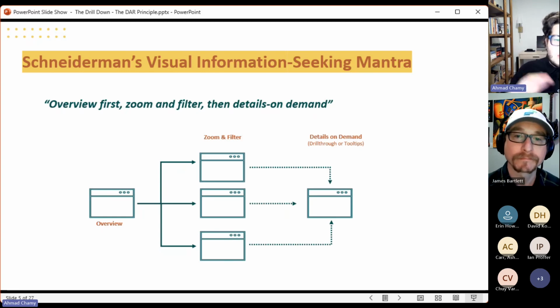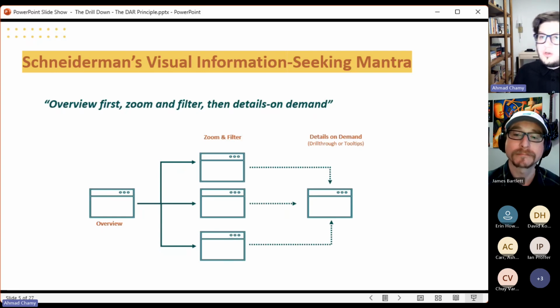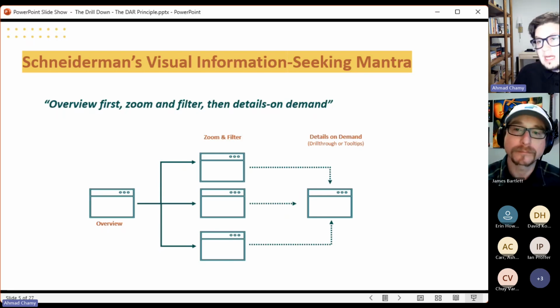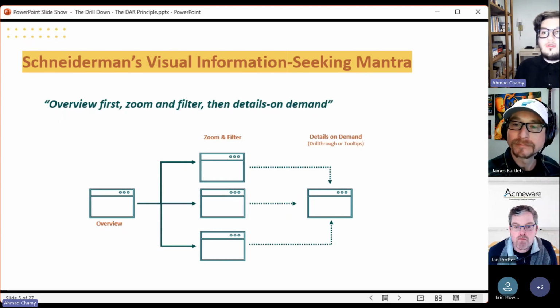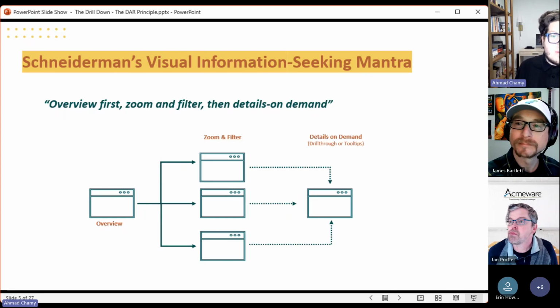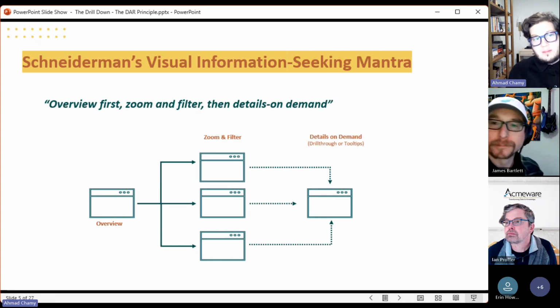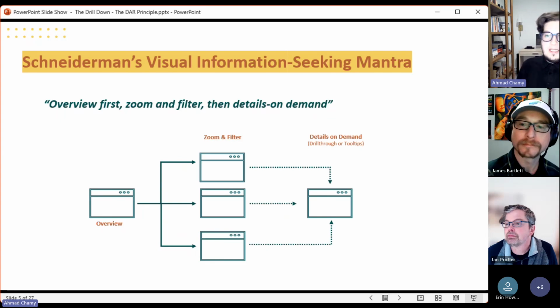You can think of the DAR principle as representing information architecture. When you read up on report design or BI solution design, you might stumble across the term information architecture. It's essentially, how do we lay out information so that it's consumable for the various audiences that we have. It rang a few bells, and I pulled in a couple of concepts that you may be familiar with. One of them is Schneiderman's visual information seeking mantra. The mantra is overview first, zoom and filter, and then details on demand.